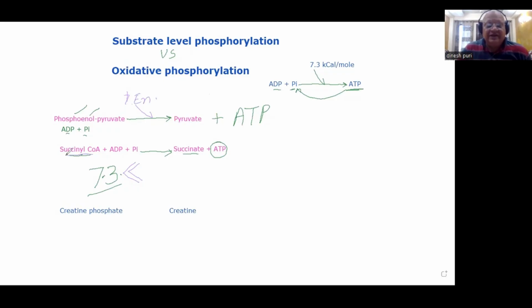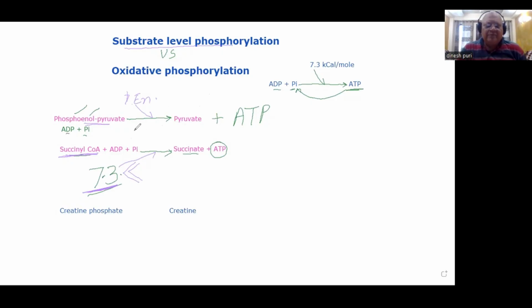Likewise, this is a reaction of TCA cycle. Succinyl coenzyme A also is a super high energy compound. When it is converted to the next intermediate, more than 7.3 kilocalorie energy is released, which can be used for formation of ATP. So in both these reactions, phosphorylation is occurring at the level of substrate. When the substrate is transformed to the next product, ATP generation is occurring. That is why it is called substrate level phosphorylation.